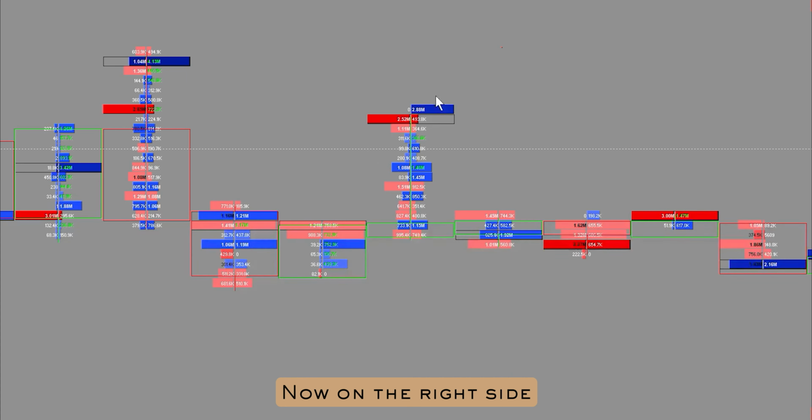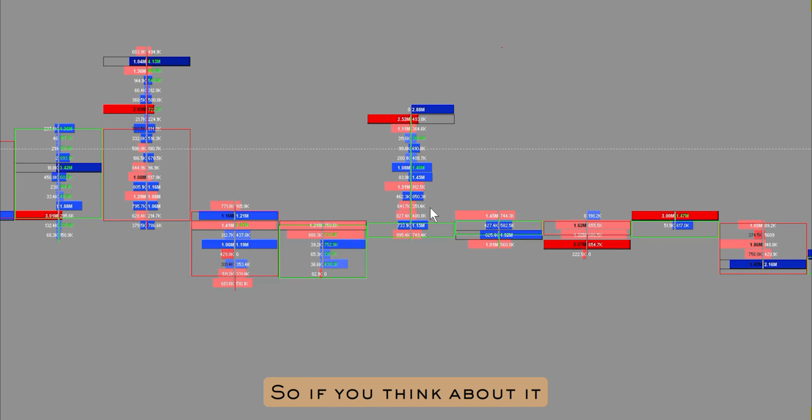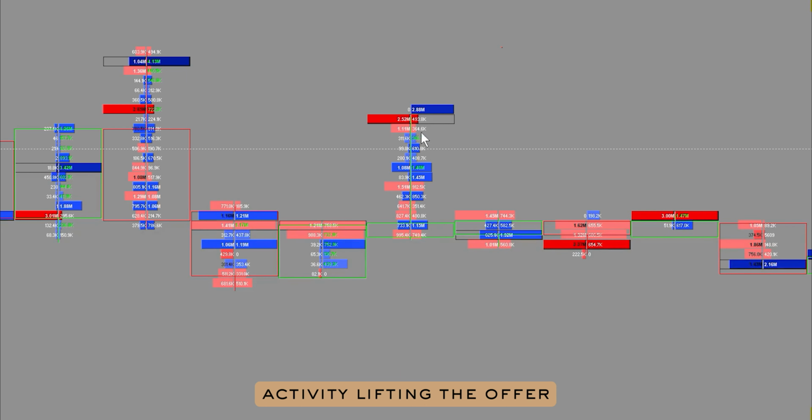Now, on the right side of this candlestick, so the volume right here, that is the volume at the offer. Those are aggressive buys, lifting the offer or hitting into the ask, and that can be from traders opening positions by buying or getting out of positions as well. So if you think about it, a short closing out aggressively is going to show up as a market buy order. So the volume on the right is aggressive activity lifting the offer. You just have to remember that.